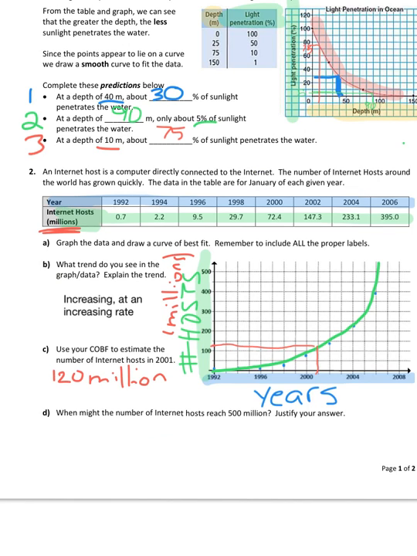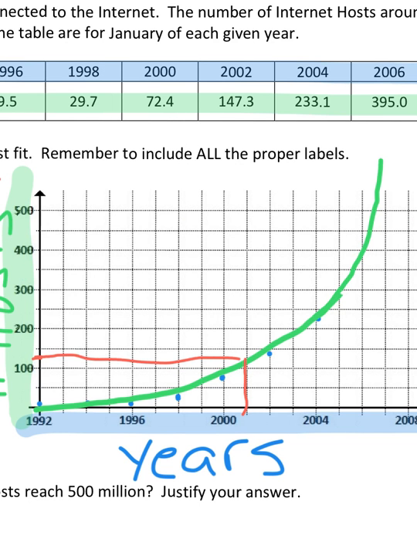Part D, when might the number of internet hosts reach 500 million? So now we're going to use extrapolation to solve for this one. We're still going to use our curve, only this time we need to go outside our dots. 500 million, read across. I just adjusted my curve to make it match a bit better. Read straight down, and we're looking at 2004, 5, 6, somewhere partway through 2006.